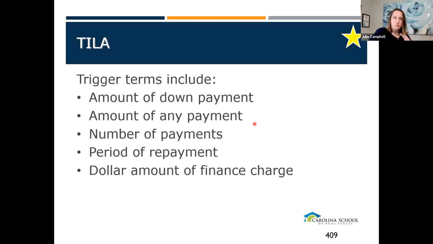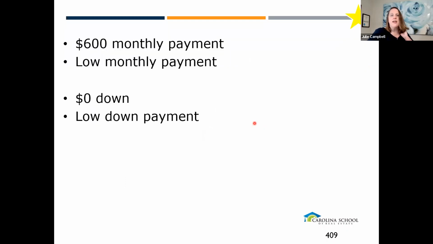So specific numbers about the loan. Can you guys see the difference in $600 monthly payment versus low monthly payment? Isn't $600 a specific number? The lender can say low monthly payment, they've not hit a trigger term. But if they say $600 monthly payment, now they've set a specific number. Now they've hit a trigger term. Now they have to advertise or disclose all the terms of the loan.